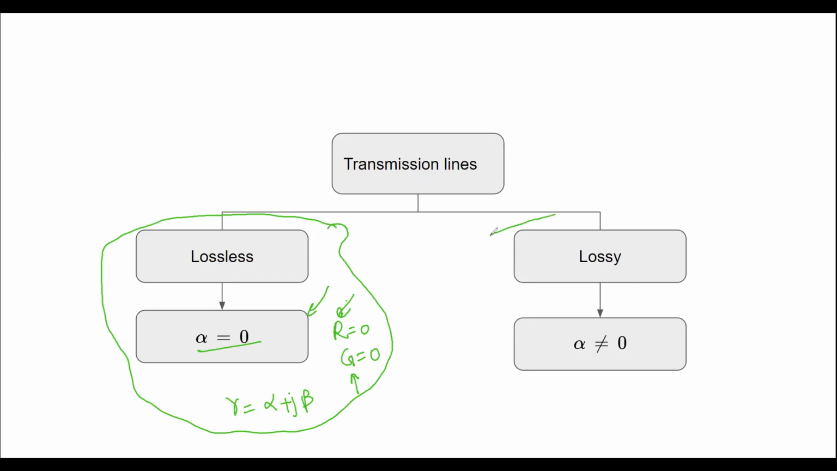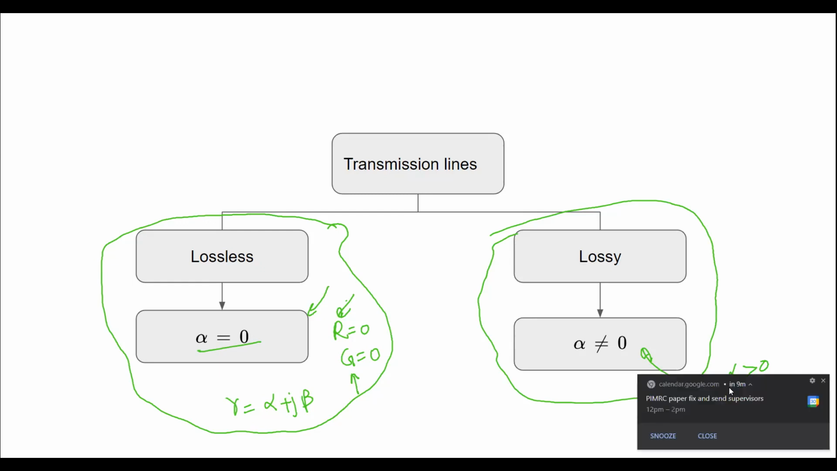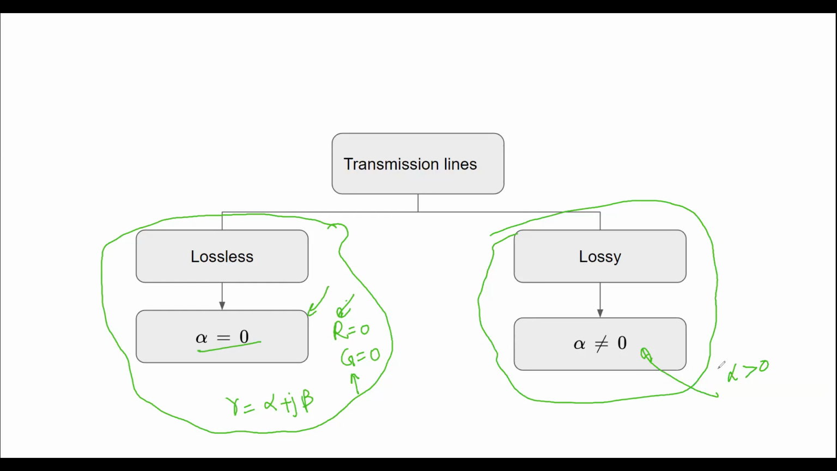Then we have the second type of transmission lines, which we call lossy transmission lines. In that case, the alpha parameter is not equal to 0. That means some value above 0 is there for the alpha parameter, and that means the propagating wave will be attenuated as it moves along the line. So with the position in the transmission line, the amplitude of the voltage and current waves will decrease with time and position.